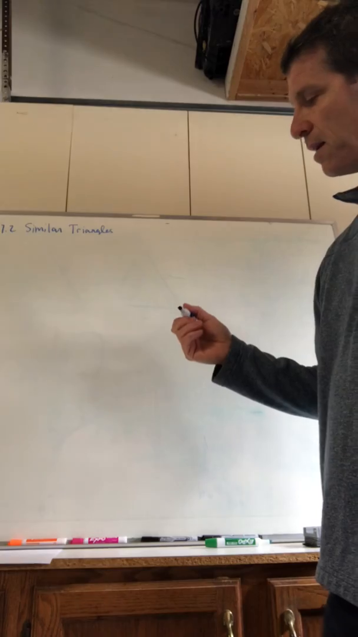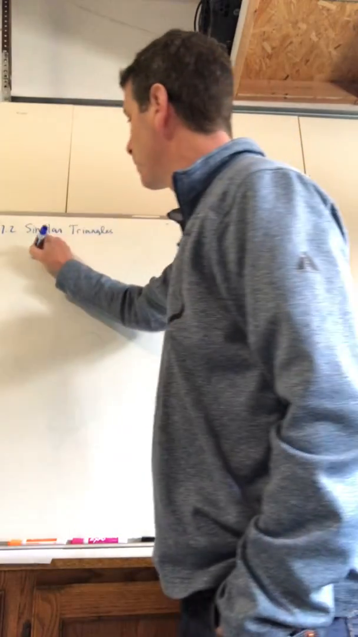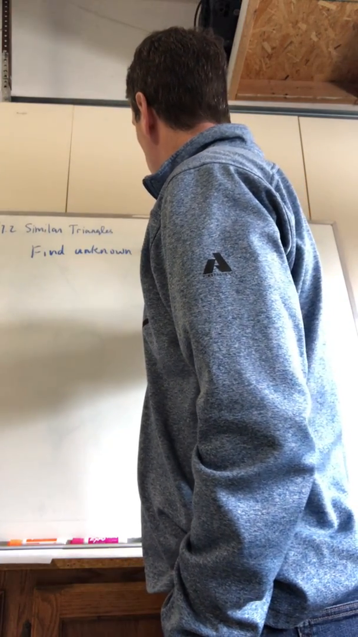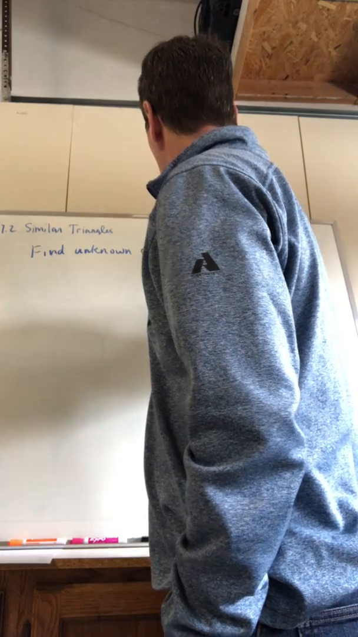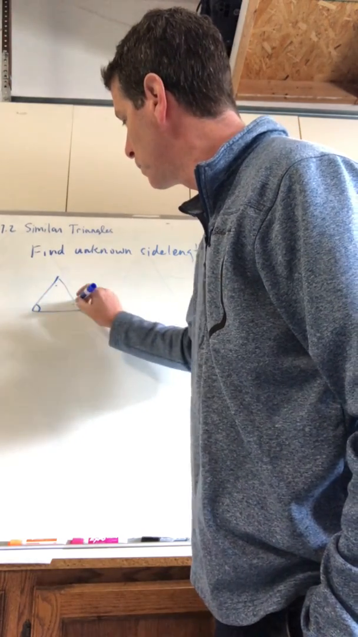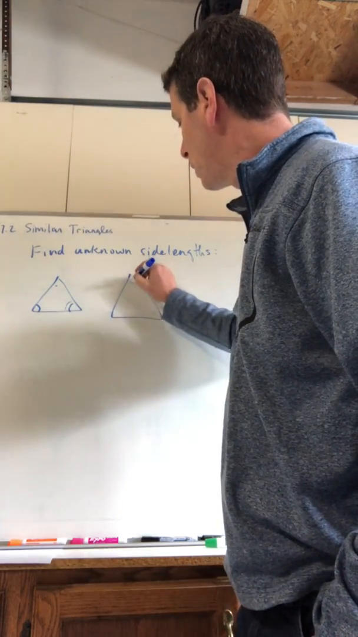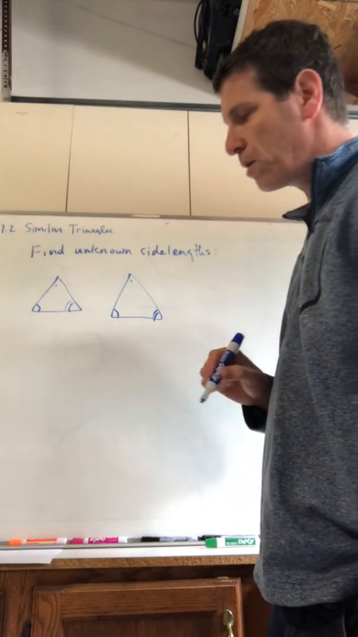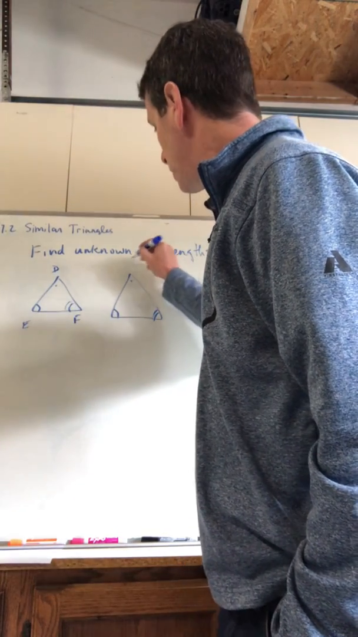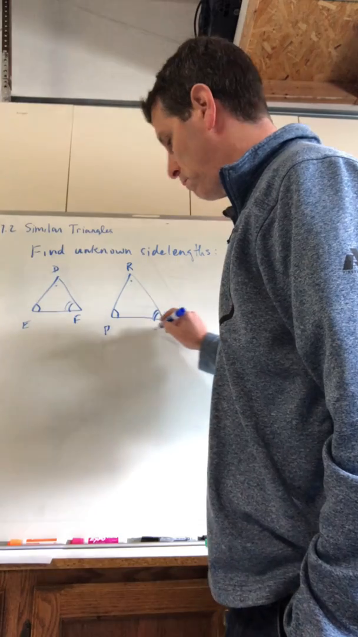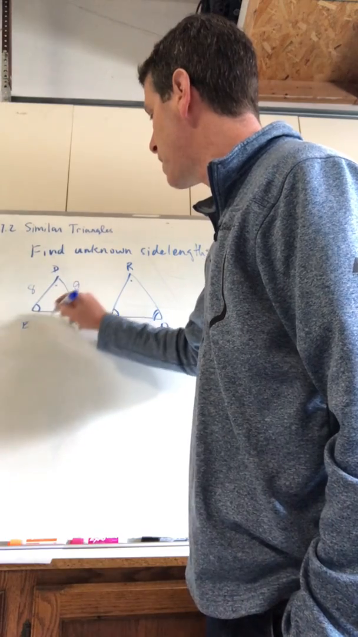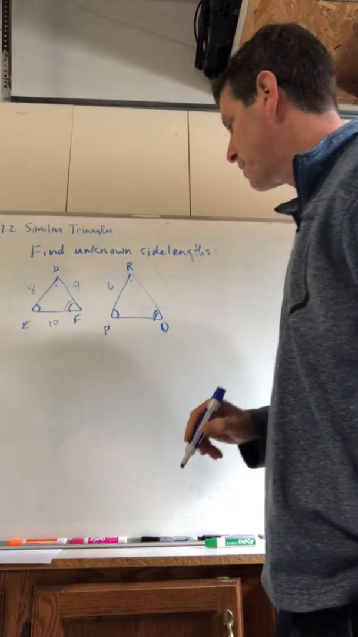All right, so let's find an unknown side length. So, 2 triangles here. I'm going to make them similar triangles because the angles are going to be the same. Let's call this D, E, and F. R, P, and Q, I suppose. And I'm going to say that this is 8, this is 9, this is 10 long, and this is 6.